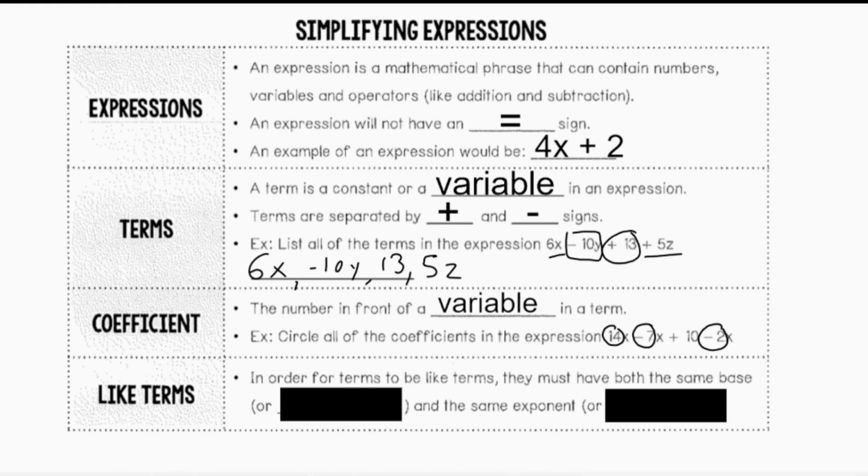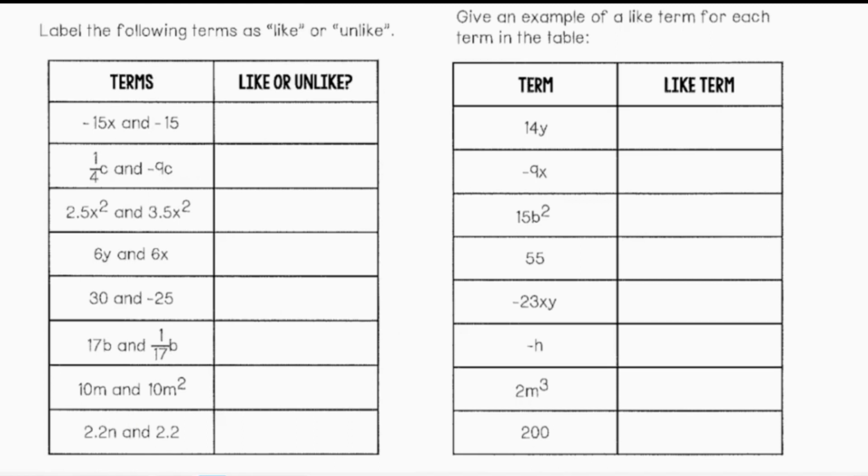Like terms. In order for terms to be like terms, they must have the same base or variable and the same exponent or power. So let's identify some like and unlike terms. I have a list of terms here. I'm going to determine if they're like or unlike terms. Remember, a like term has the same variable and the same power. So my first one is negative 15x and negative 15. They do not share an x, so they are unlike terms.